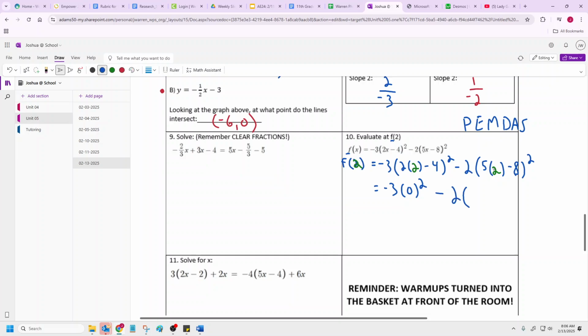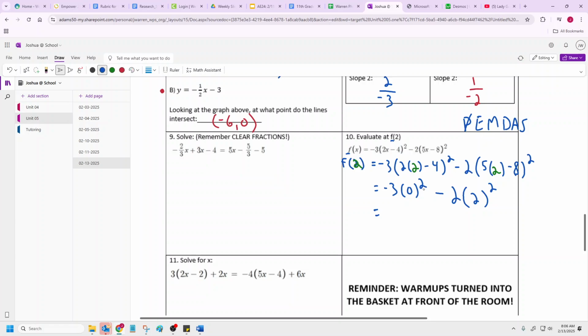Now, what's going on inside here? 5 times 2 is 10. Minus 8. See how I'm doing this? That gives me 2. So this entire parentheses evaluates to 2. And then I'm going to bring down my squared. Write the equal sign. 0 squared. Now the parentheses are over.